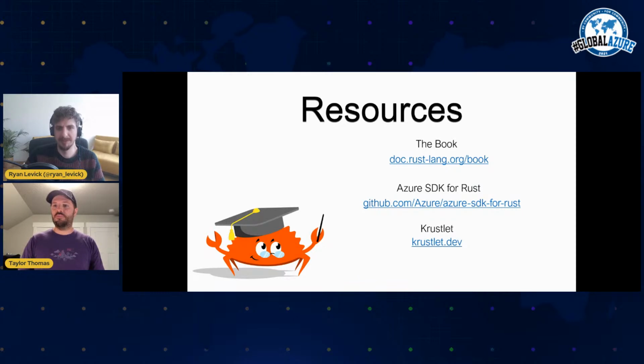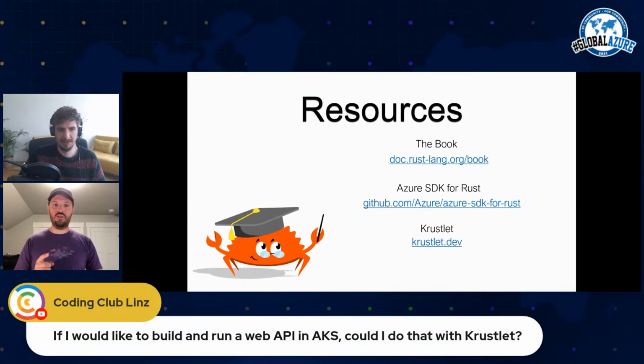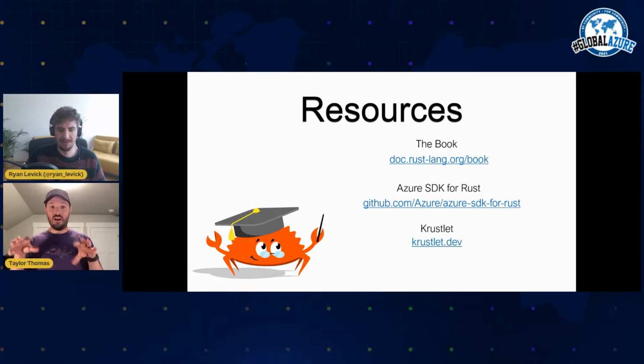So, we had one question coming in here. One was, if I would like to build and run a web API in AKS, could you do that with Krustlet? In a sense, yes, you could use Krustlet for inspiration, but also, if you're going to be doing it very embedded into Kubernetes with the kind of CRD things I mentioned before, you can do that definitely with what's called the Kube crate. That one will allow you to build your own controller, and it's pretty simple and straightforward.